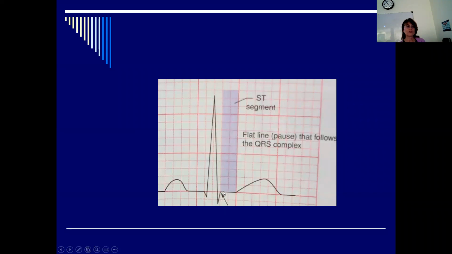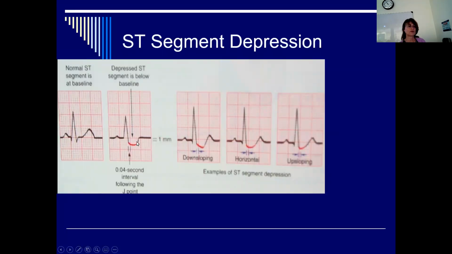So here's normal, where you see the ST segment is at the baseline. And here you see the ST segment is not at baseline. You can tell baseline by looking at the overall, like where the P wave is, the QRS begins at baseline. But then when you look at the ST segment, it's much lower. So all of these are showing ST segment depression. None of them are showing ST segment elevation.